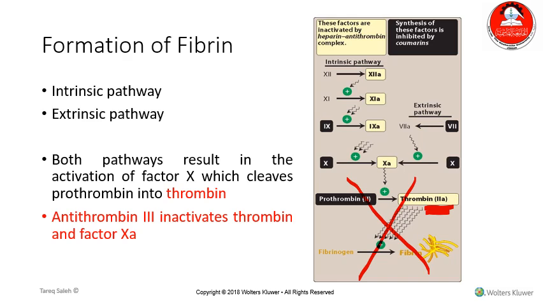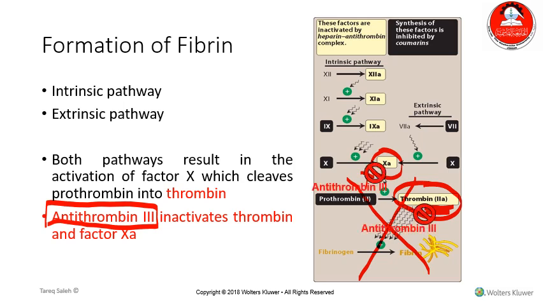One of the factors that can inactivate thrombin is another protein called antithrombin 3. And antithrombin 3 has an antagonizing function to both thrombin, or activated factor 2, and to activated factor 10. So it can inhibit the coagulation cascade at both these steps.